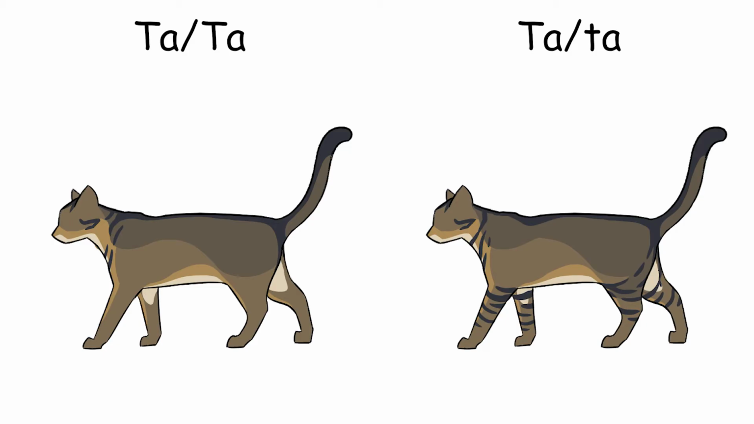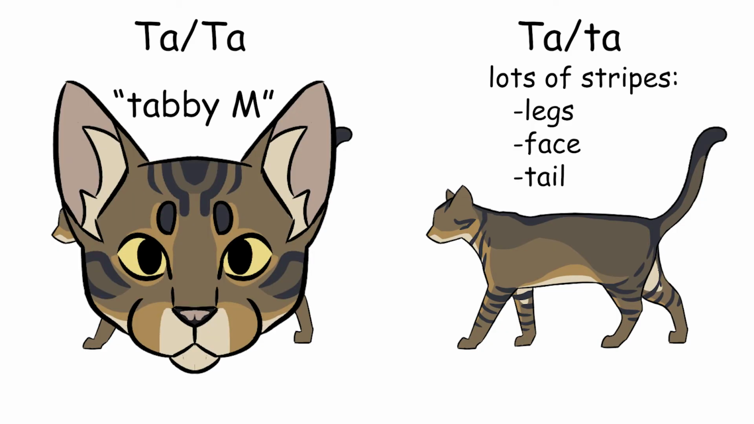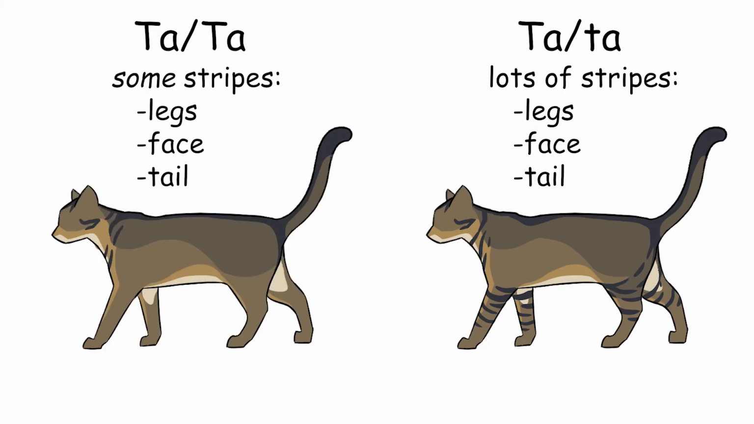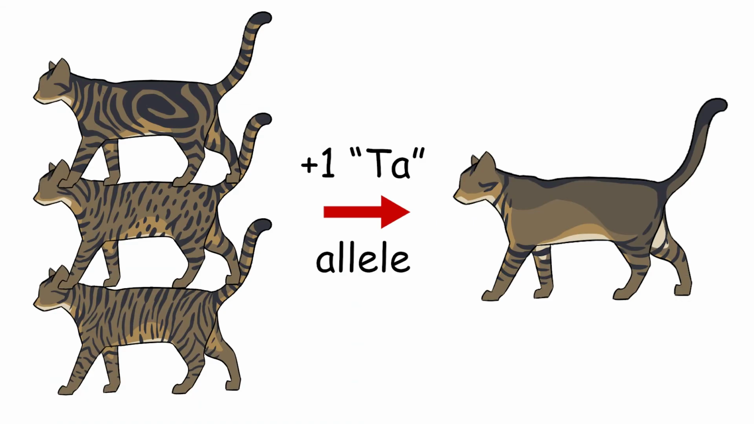Heterozygous capital TA little ta individuals will display significant striping on their legs, face, and tail. Homozygous capital TA individuals will still show the Tabby M stripes on their forehead, and sometimes stripes on their legs or tail as well. They may also have a stripe running down their back, or just a darker back in general, or they may not. You can't really see whether a cat is classic or mackerel underneath.